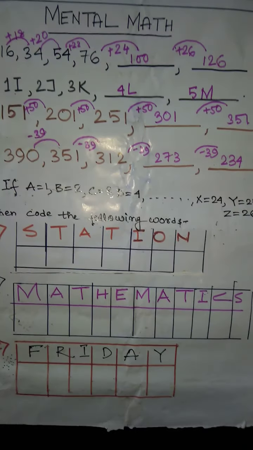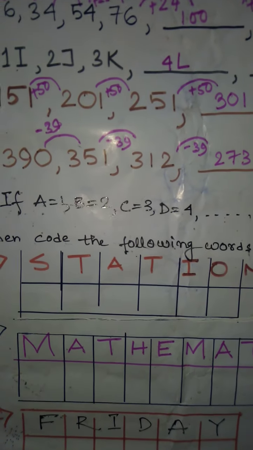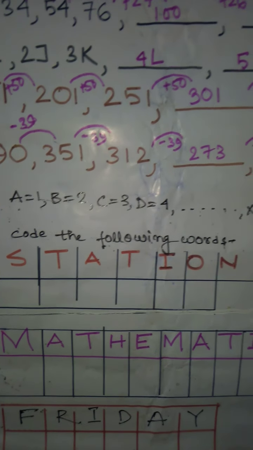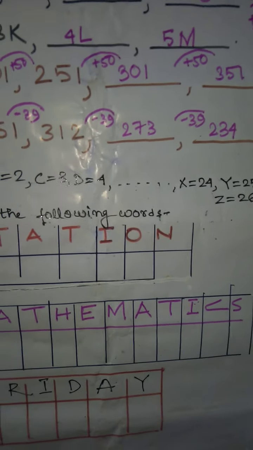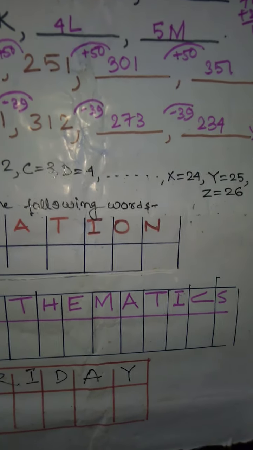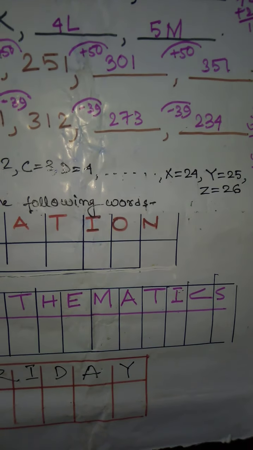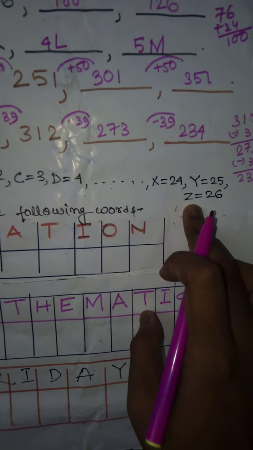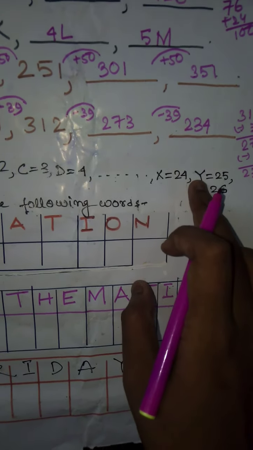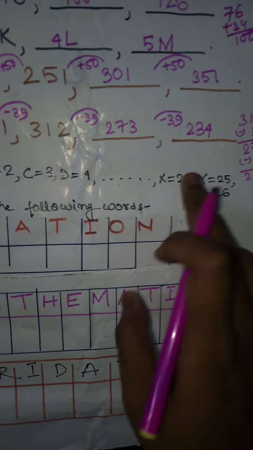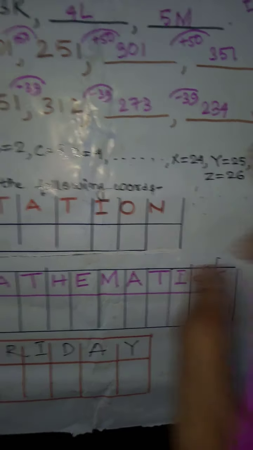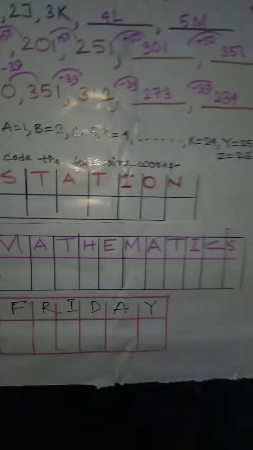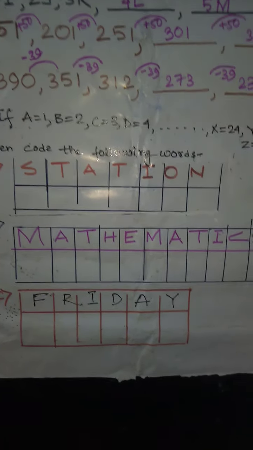Now as you know, the next sum is based on pattern. We take a close look at what is given over here. A equals 1, B equals 2, C equals 3, D equals 4. We have put dot dot over here because we know already how this works, and serial number Z has 26, alphabet Y has serial number 25, alphabet X has serial number 24. We know these things, we have already done that. Now they have asked us to code the following words.